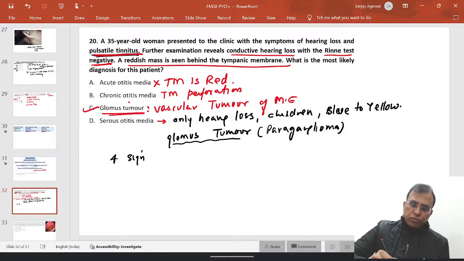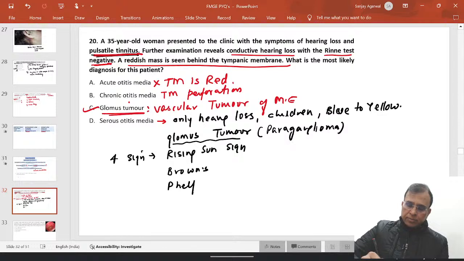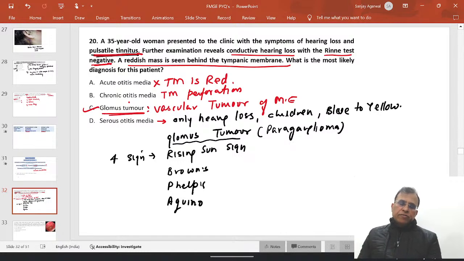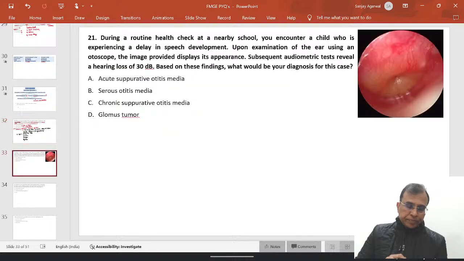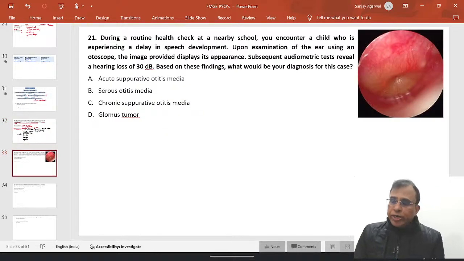I'll just give you the name of 4 signs. I think you know the names: rising sun sign, then there's brown sign, there's Phelps sign, and there's Aquino sign. Okay, so these are the other features of glomus tumor that might be important. These names can be important. They ask these names once in a while, so just keep in mind. But it's an important topic. Please read glomus tumor. Now, next question, question number 21.